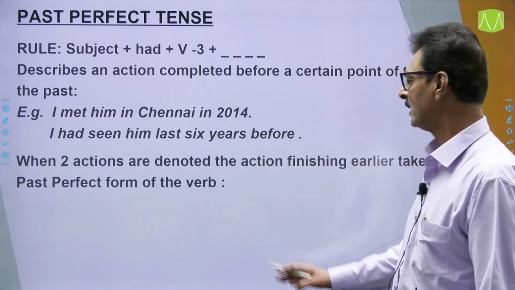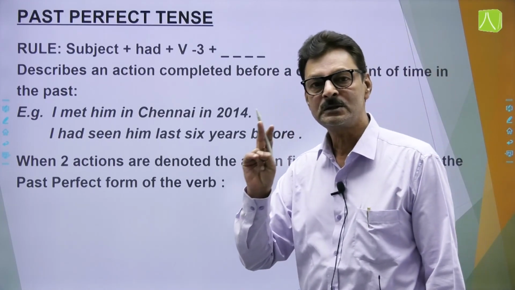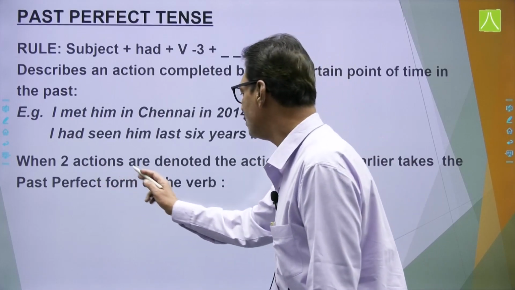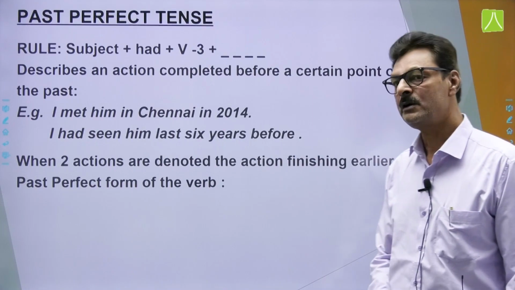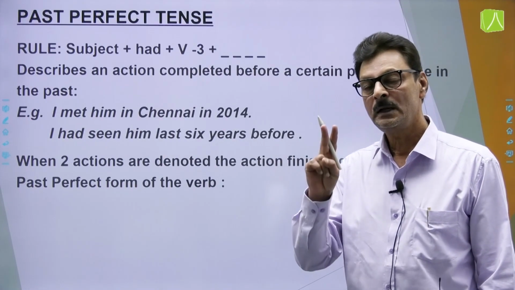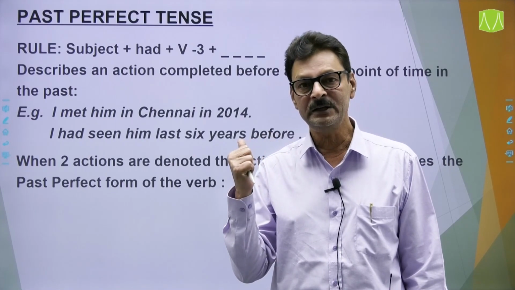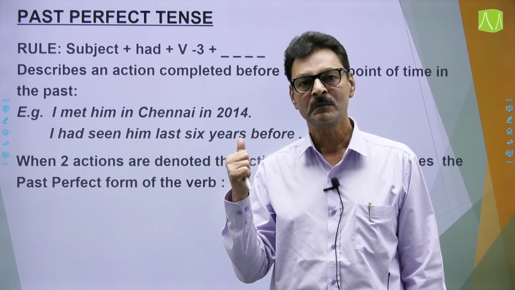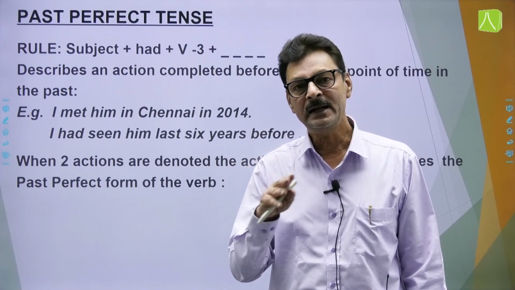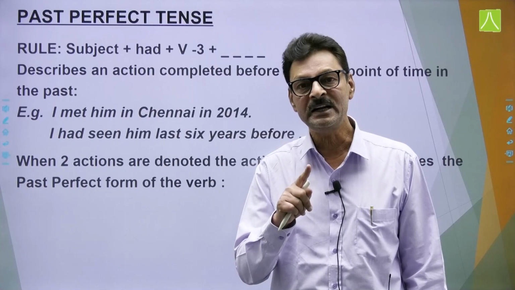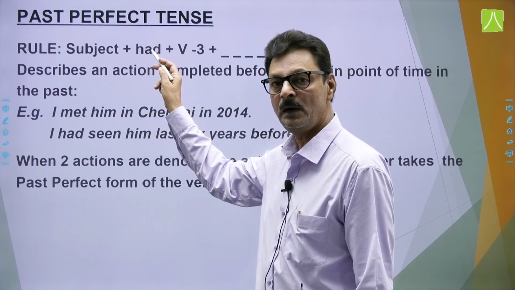Clear? Now most important use. Be very careful. ध्यान से सुनना इस particular rule को. When two actions are denoted, the action finishing earlier takes the past perfect form of the verb. So this tense is used for two actions. So when two actions are there, we use the past perfect tense. अब इसका यूज तब करते हैं दो एक्शन पे, एंड जो एक्शन पहले फिनिश हो जाती है, द एक्शन विच फिनिशेस अर्लियर विल ऑलवेज हैव द पास्ट परफेक्ट फॉर्म ऑफ द वर्ब हैड.